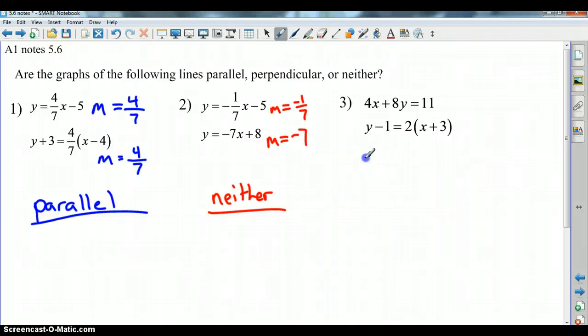All right, number 3, there's a little more work involved for us. So let's look at the first equation, 4x plus 8y equals negative 11. Let me start by rewriting that equation.